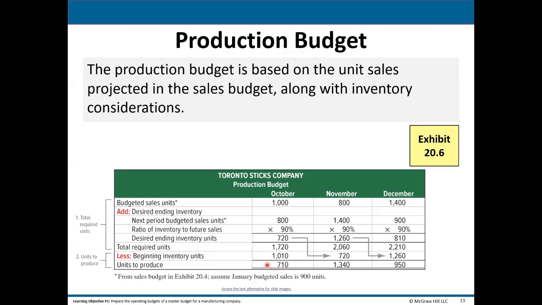And then you'll notice with these arrows here, your desired ending inventory just comes over to your next month, and that's your beginning inventory. I like to think about it logically like that and just run through it rather than just memorizing the formulas.